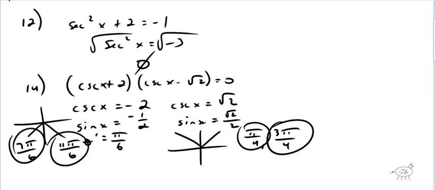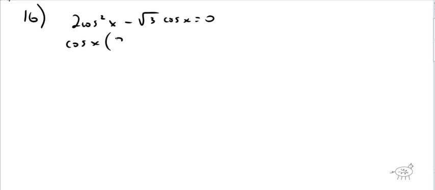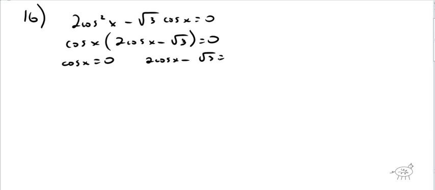All right, so let's do number 16. We got 2 cosine squared of x minus √3 cosine of x equals 0. Of course, I'm going to divide by cosine of x to factor it out. Please don't divide and cancel. It's divide and factor. So I'm going to factor out a cosine of x. So I get cosine of x times 2 cosine of x minus √3 equals 0. And set each one of those equal to 0 now. So cosine of x equals 0, and 2 cosine of x minus √3 equals 0.